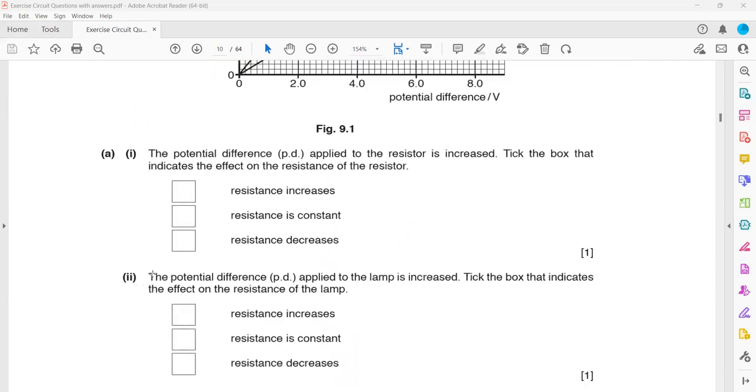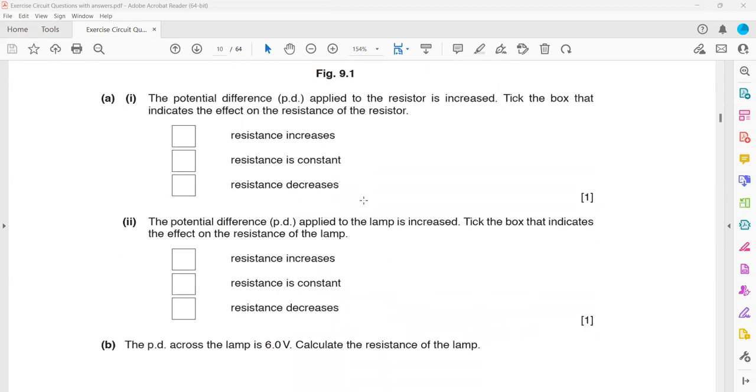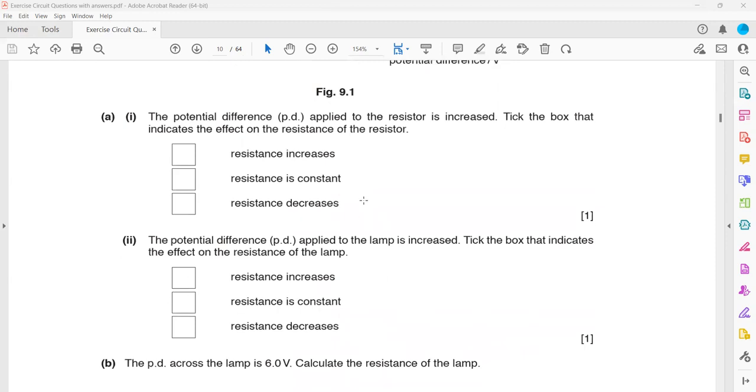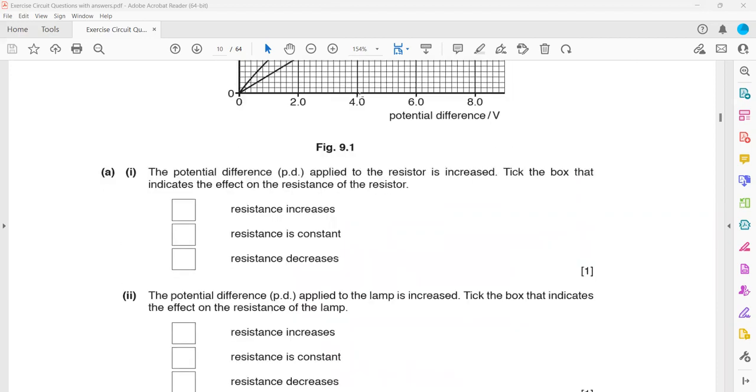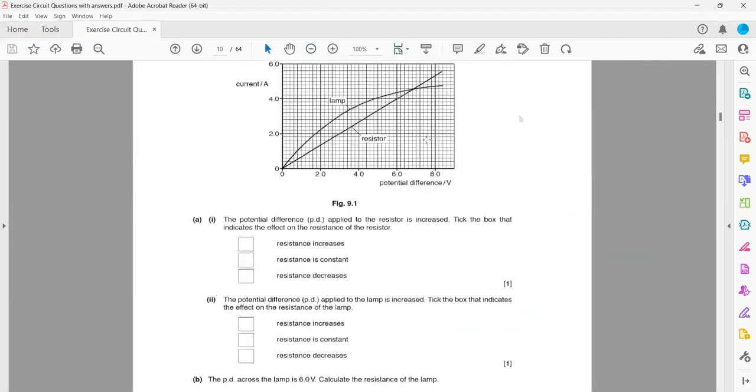So the potential difference applied across the resistor increases. Tick the box that indicates the effect on the resistance of a resistor. What happens to the resistance of the resistor? You can use screen annotation to tick. What happens to the resistance of a resistor from this graph, and the resistance of the lamp? Because it's a straight line, its resistance is not changing.